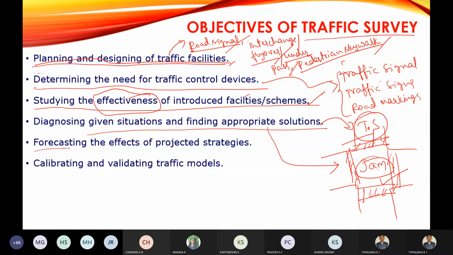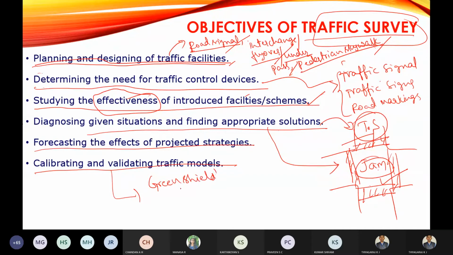Then forecasting the effects of projected strategies. So in the future, what strategies you may have to follow, for those things we require the traffic survey data, which is very important. Then calibrating and validating traffic models. We have already seen one traffic model, the Greenshields model. Calibrating these types of models and empirically validating them, we require this traffic survey.